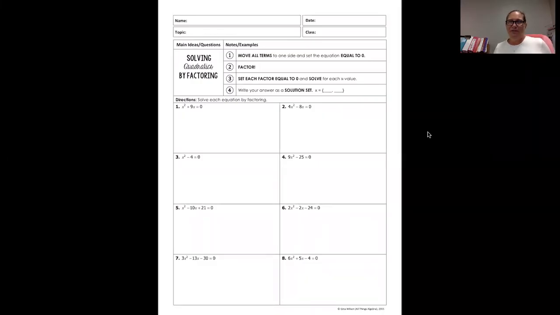Hey guys, today we're going to do a section on solving quadratics by factoring. You have done all of this before, so this is going to be review. We're going to go through this quickly. This is in packet number 2. So your steps are up here at the top.